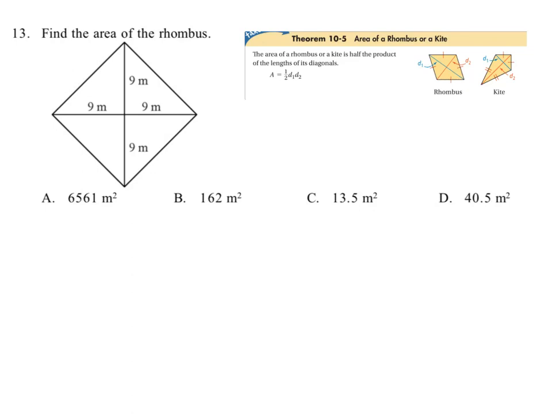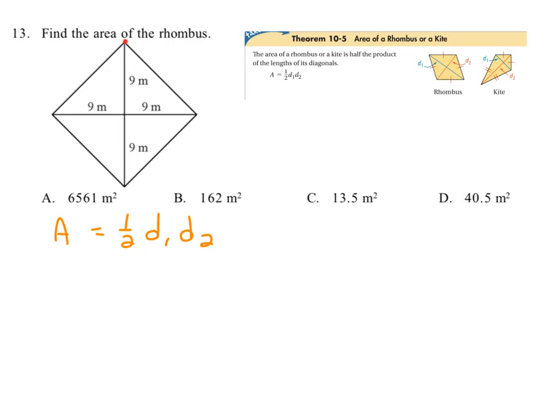All right, we're asked to find the area of this rhombus, and the area formula for a rhombus or a kite is 1/2 diagonal 1 times diagonal 2. And so let's see if we can figure out what those diagonals are. We've got this length is 9, and this length is 9.